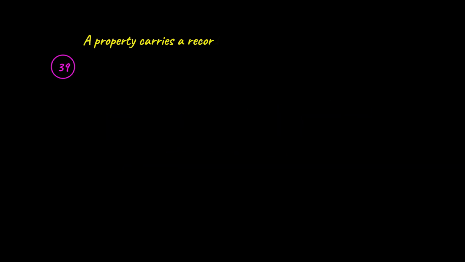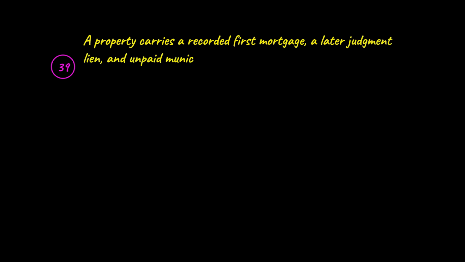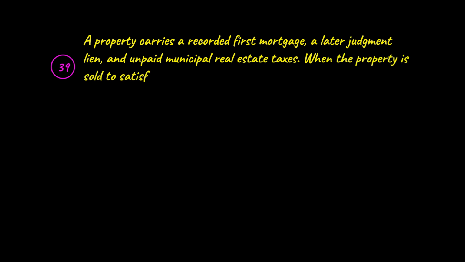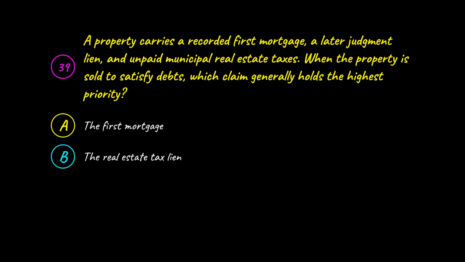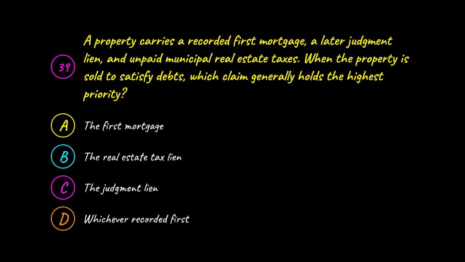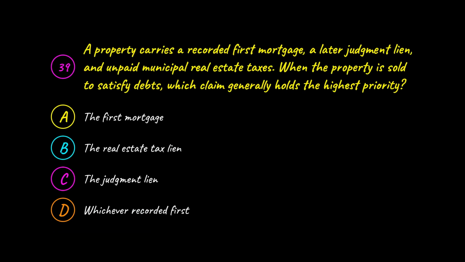Question 39. A property carries a recorded first mortgage, a later judgment lien, and unpaid municipal real estate taxes. When the property is sold to satisfy debts, which claim generally holds the highest priority? Your options are A, the first mortgage, B, the real estate tax lien, C, the judgment lien, D, whichever recorded first. Don't overthink it. Which one feels right?